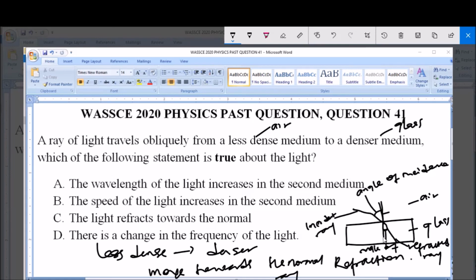And that is why the angle of refraction is lower than the angle of incidence when a ray of light moves from a less dense medium to a denser medium. So the answer to this question is option C. The light refracts towards the normal. That's the answer to this question.